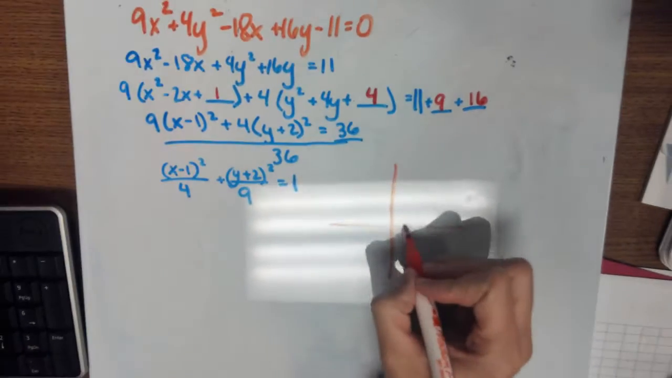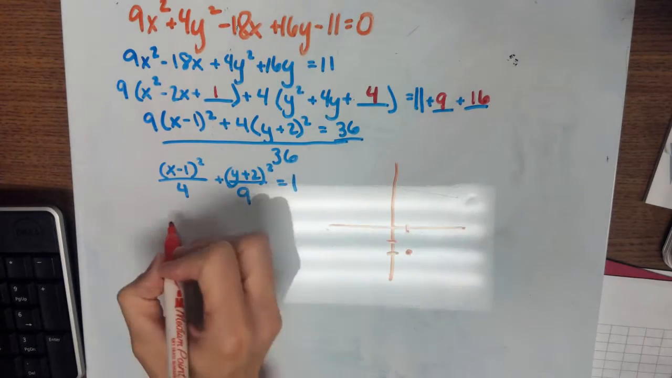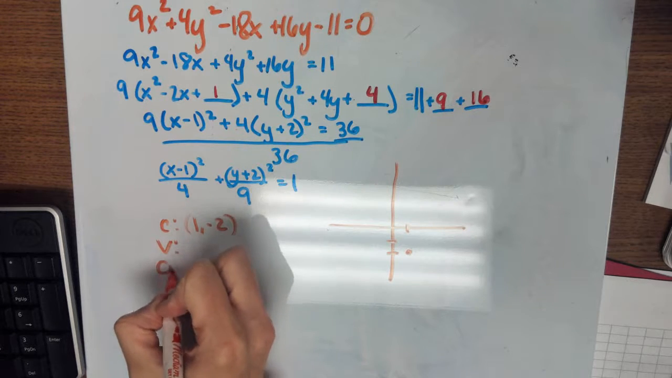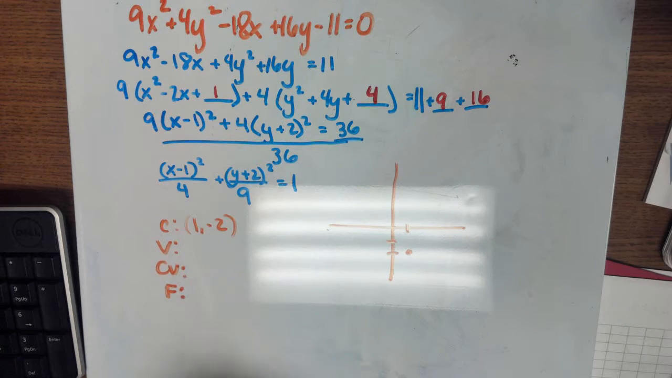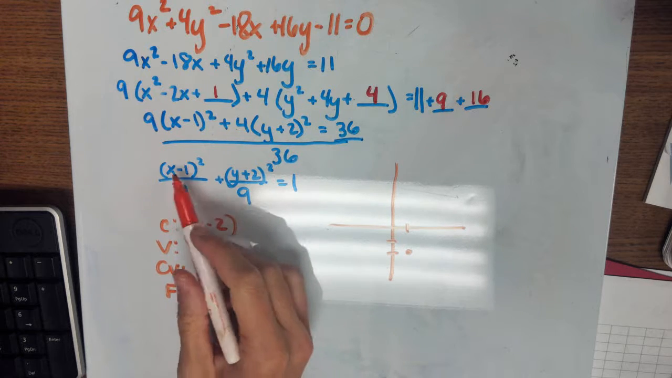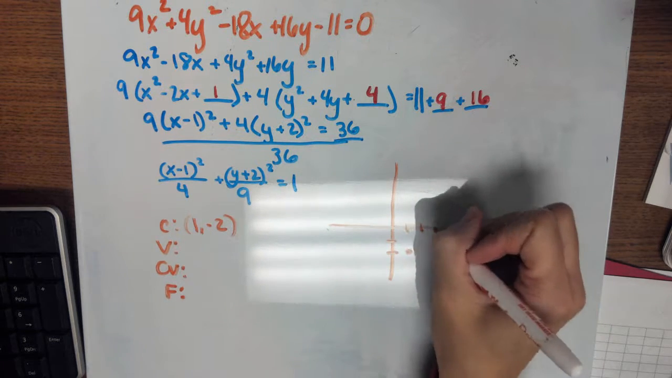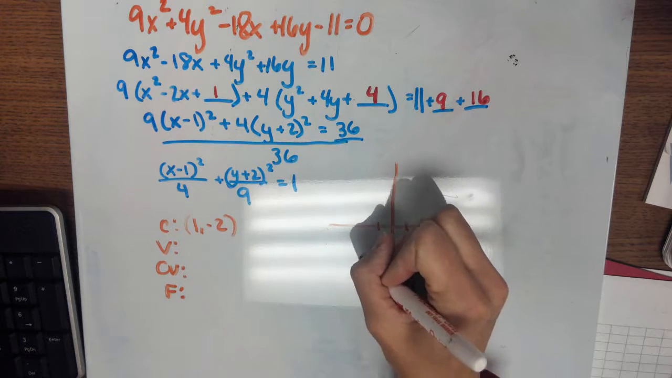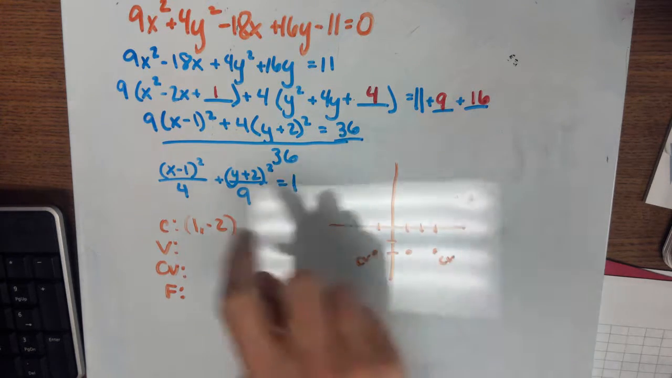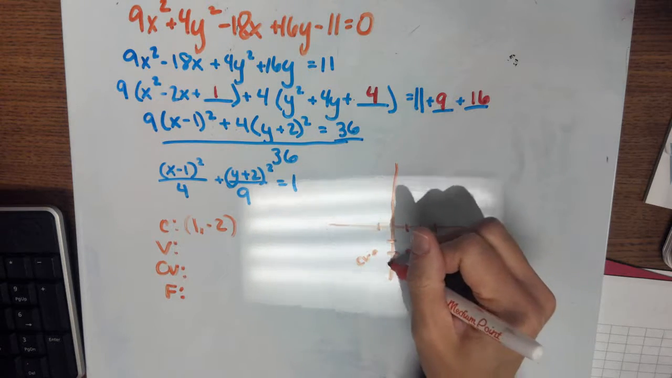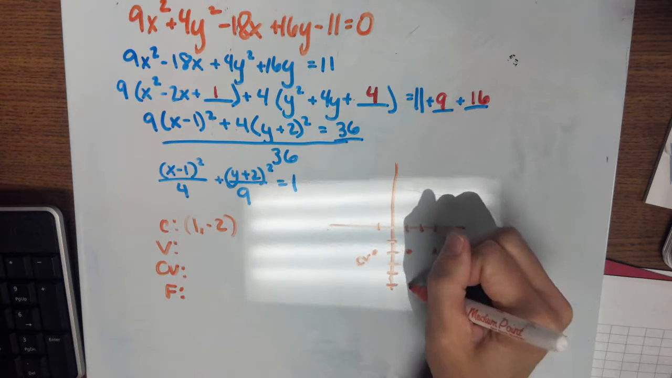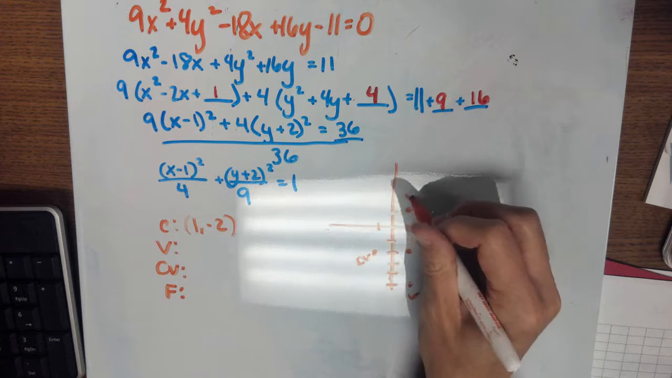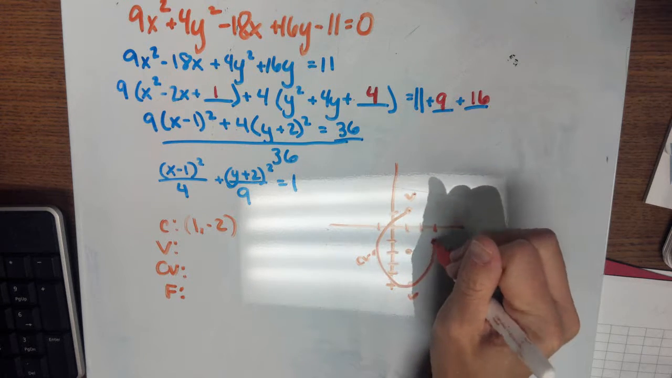Center is at 1, negative 2. So if I need to write that out, I can go ahead and do that. Vertices, covertices, and foci are then what we're looking for. 4 is under my x, so I'm going to move left and right 2 units, which is the square root of 4. And those are this time going to be covertices because 4 is smaller than 9. That tells me I'm going to move vertically 3 units to get my vertices. So 1, 2, 3, and that's my ellipse.